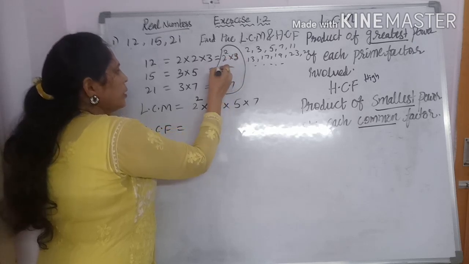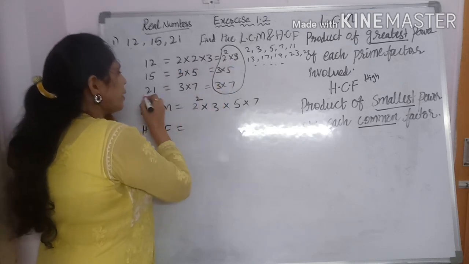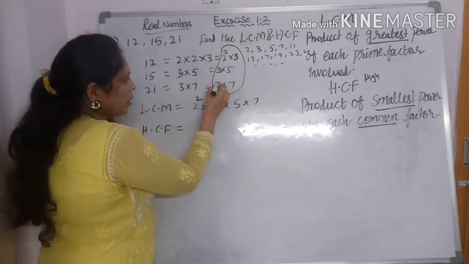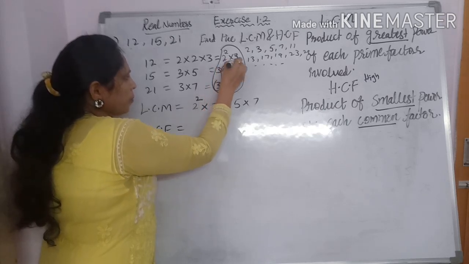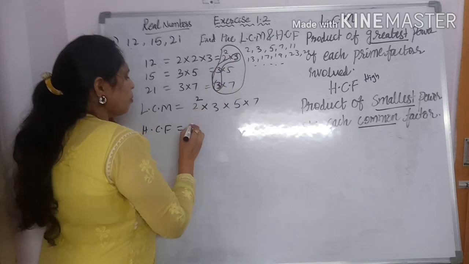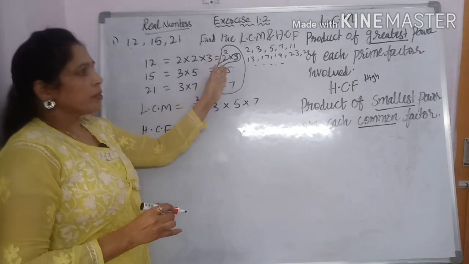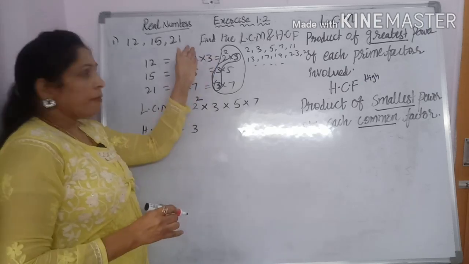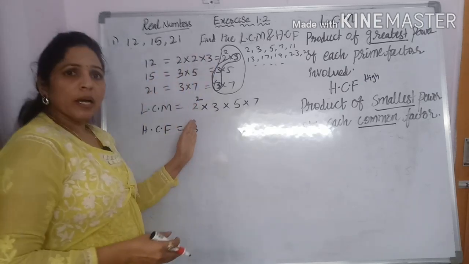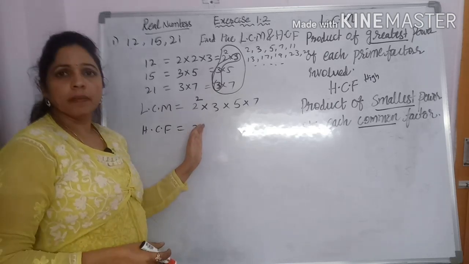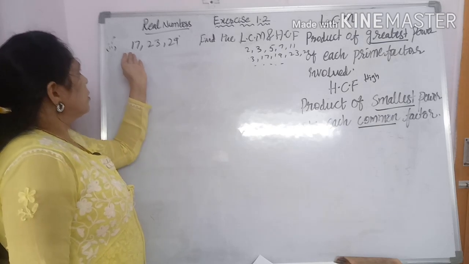In 15, factors of 15, 3 is there. Factors of 21 also, 3 is there. So you can take this 3 as common. No other common numbers are there. So only 3 is common for all three: 12, 15, 21. So our HCF is 3. Understood? Now move on to the next question.